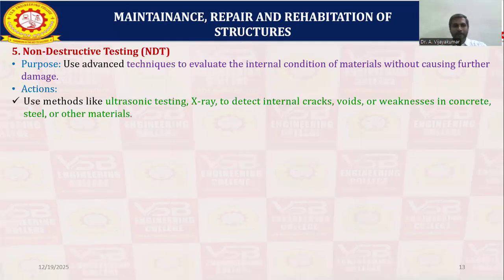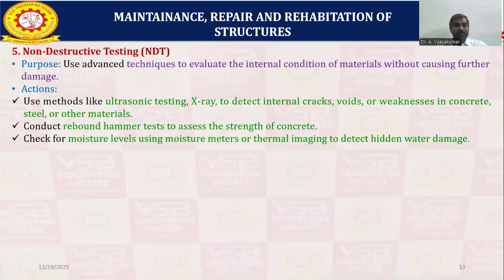So there are different NDT methods available: ultrasonic testing and X-ray detect internal cracks, voids, and weakness in the concrete, steel, and other materials. Rebound hammer testing will be there. Ultrasonic pulse velocity will be there. These are the different NDT methods available. Without damaging, we can assess the concrete structures. Okay, so the rebound test assesses the strength of the concrete, and moisture level can be checked using a moisture meter. Thermal imaging detects water damage immediately. These are the things we can use in NDT to assess the structures.